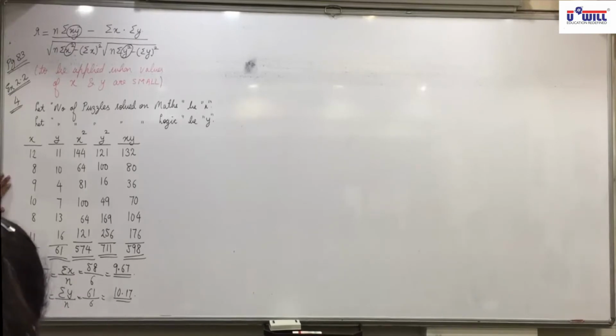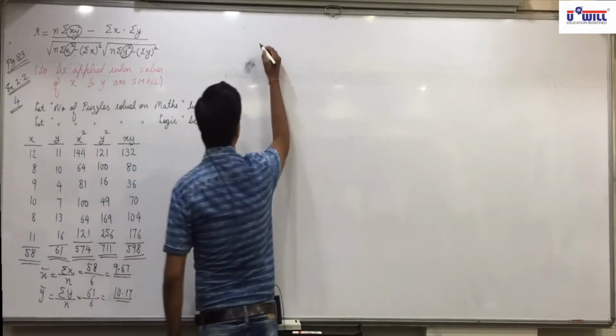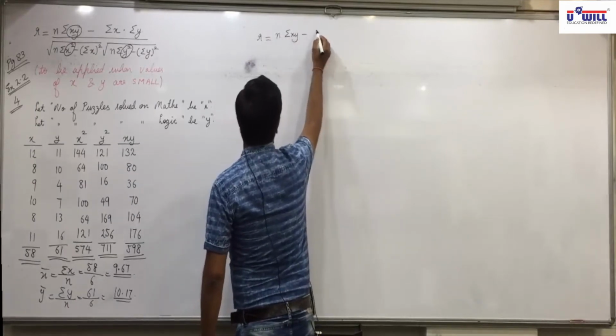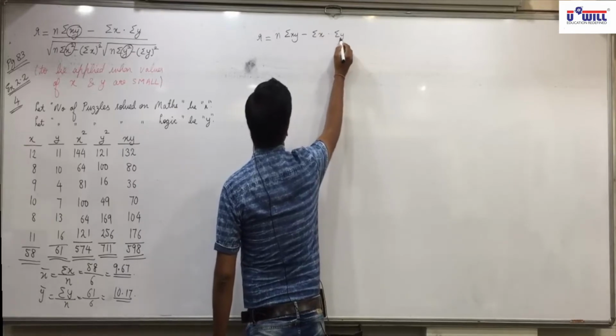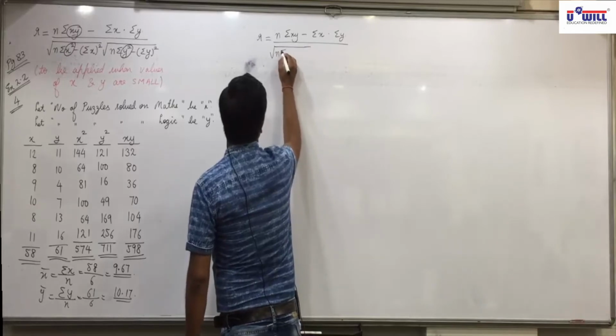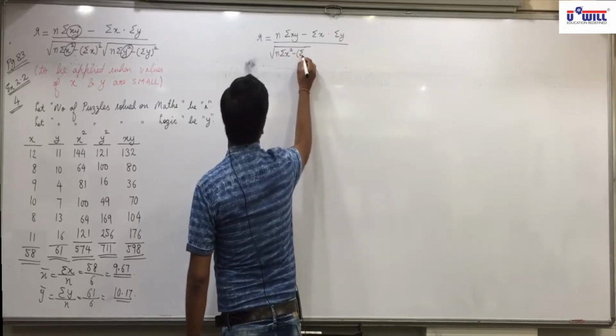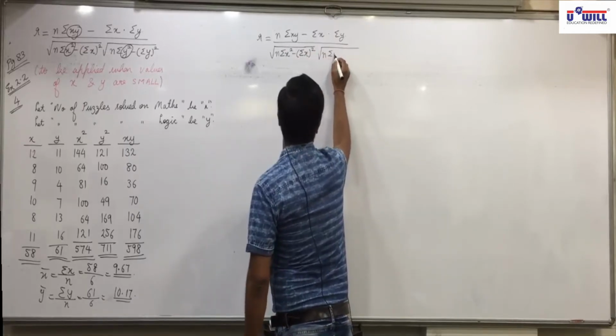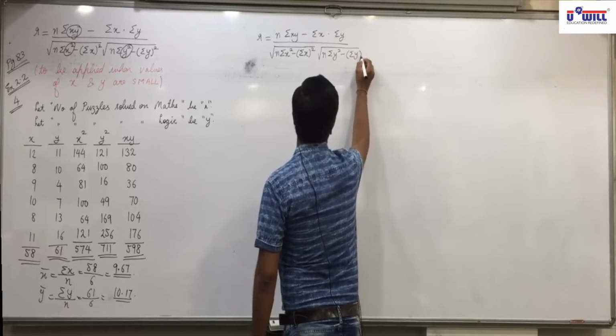Anyone who is not clear with the workings? Now we will put this in the formula. But while putting in the formula, you have to be careful at certain places where you are liable to make a mistake. I'll tell you where there are chances of making a mistake. First write down this formula. r equals n sigma xy minus sigma x into sigma y, upon square root of n sigma x square minus sigma x whole square, into square root of n sigma y square minus sigma y whole square.